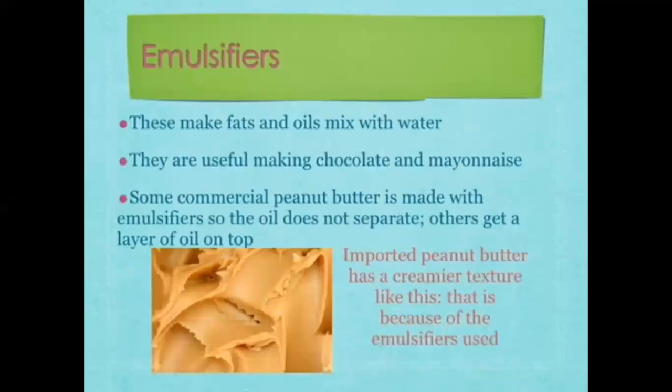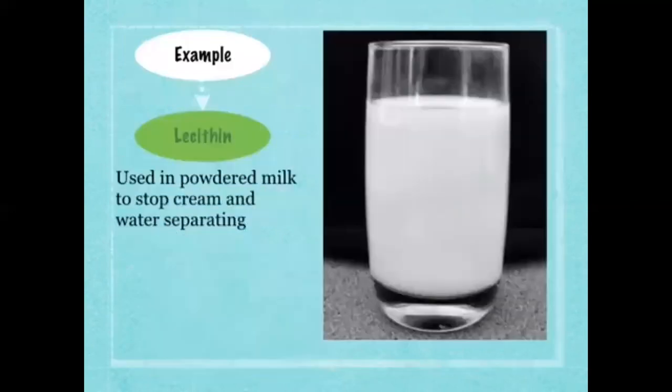So why does South African peanut butter taste different to our Zimbabwean peanut butter? This is because the South African manufacturers use emulsifiers to make the fat blend into the peanut butter better so it doesn't separate. So next time you eat peanut butter, think about this. Another example is lecithin. This is used in powdered milk to stop cream and water separating.